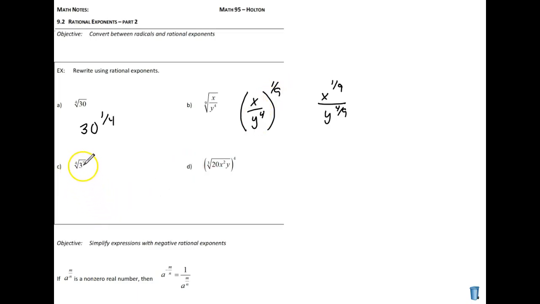So 3 to the 7th, and then I'm taking the 4th root of that, that becomes 3 to the 7/4 exponent, okay? Or in this case, when I have 20x squared y, and I'm taking the cube root of that and then raising it to the 4th power, I'm really taking 20x squared y to the 4/3 power. Remember that the radical, whatever root we're taking, that's always the denominator of our fraction.